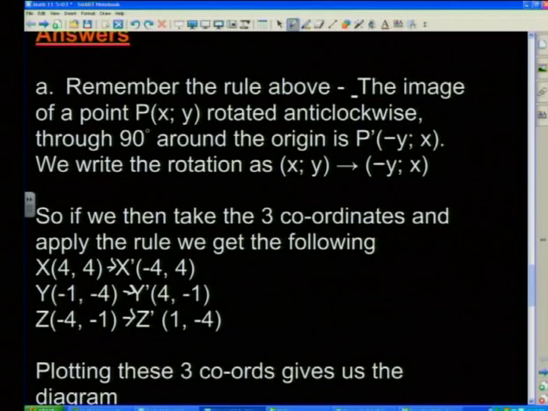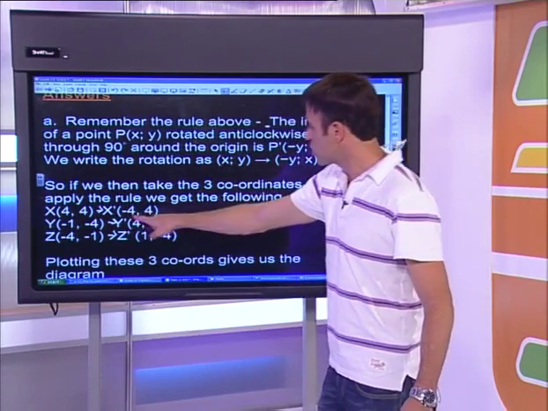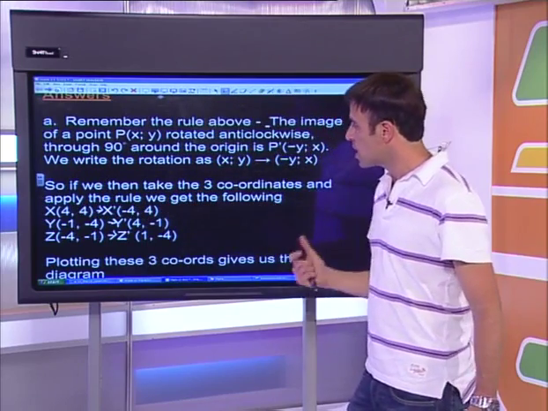Okay? But (4, 4) becomes (-4, 4). How do I get that? (4, 4). Okay, so the y swaps and becomes negative. So the 4 comes to the front and becomes negative, and the x moves to the end. Let's do the next one.